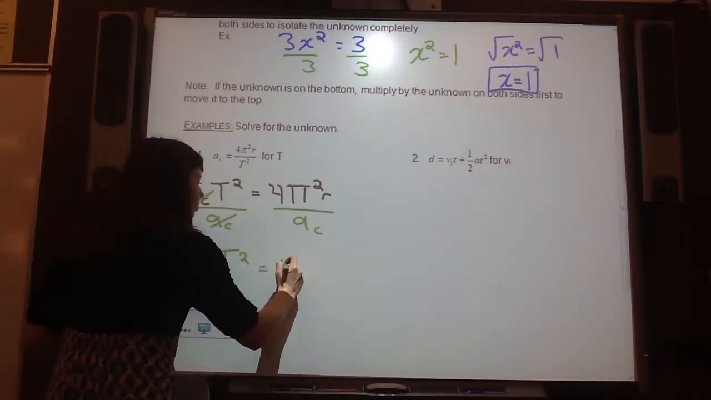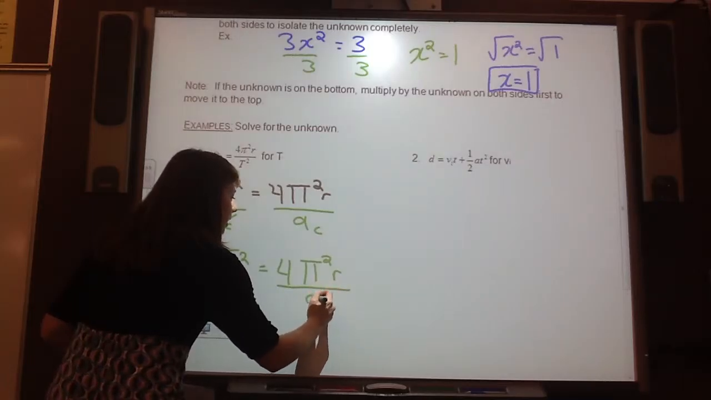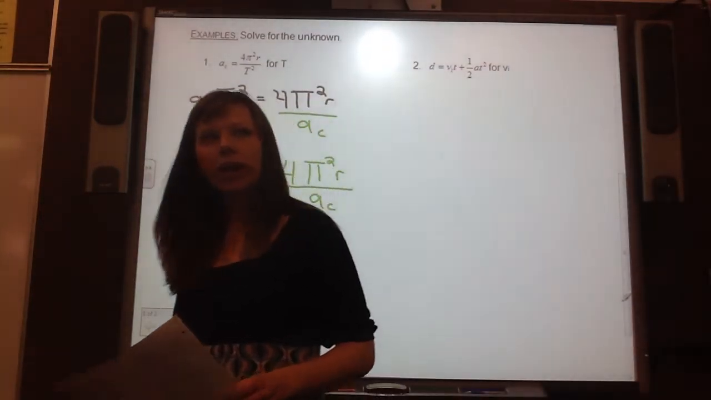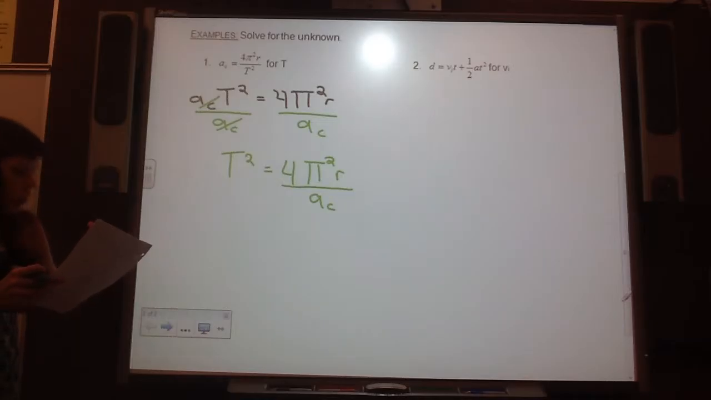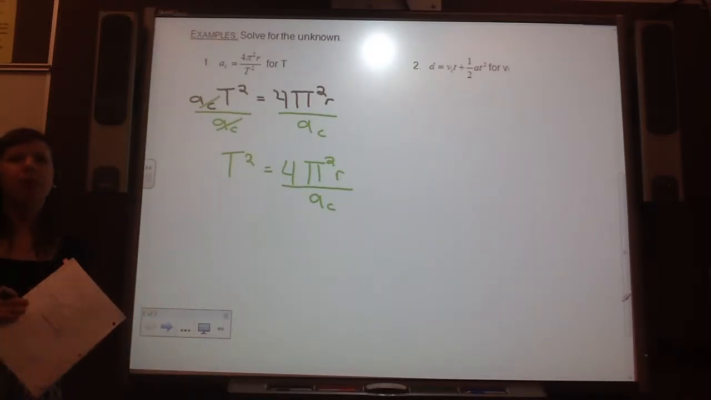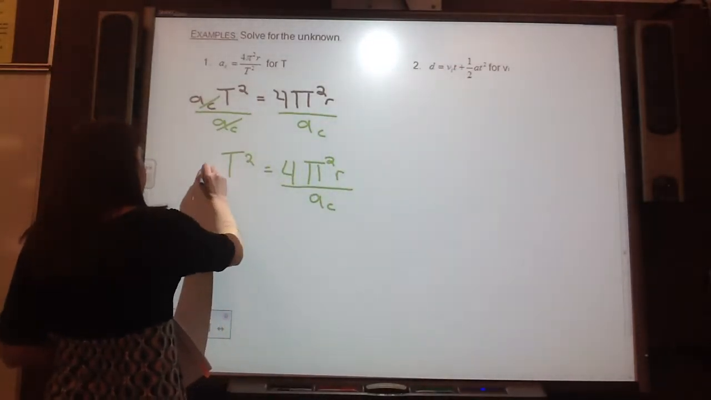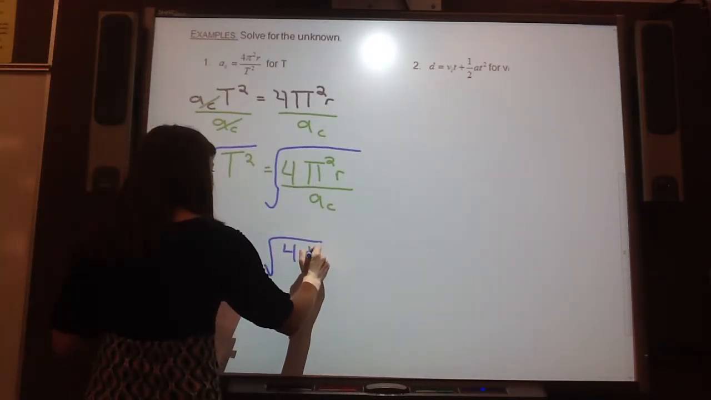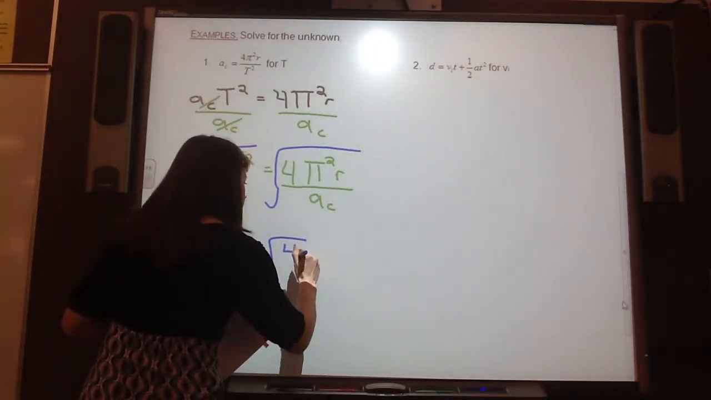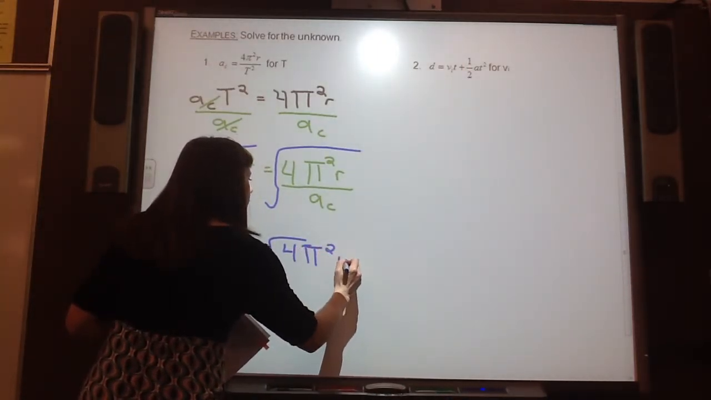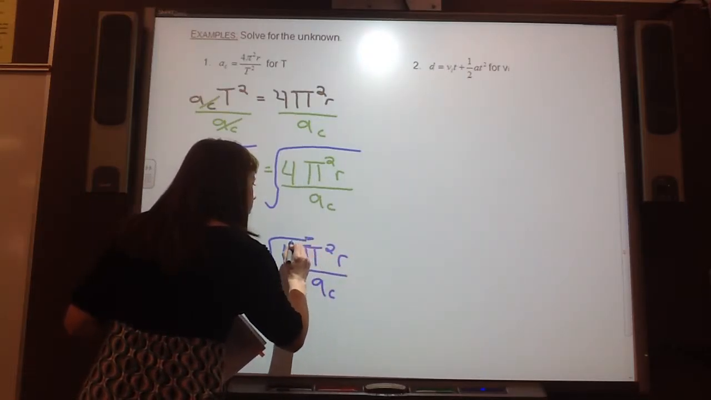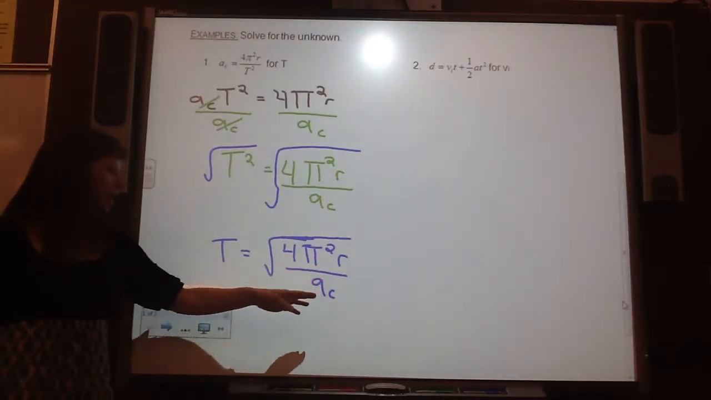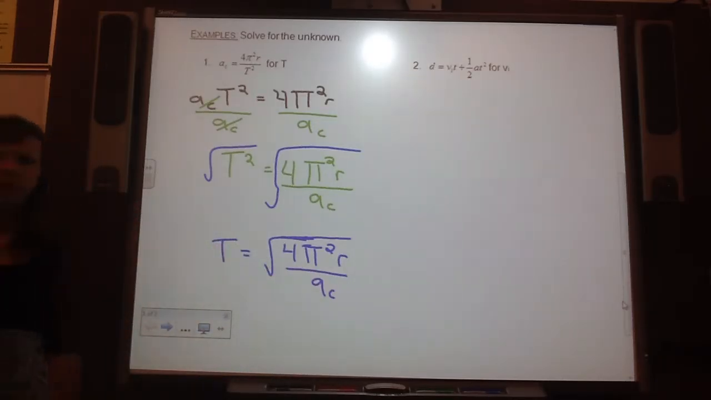T squared is equal to 4 pi squared R over AC. As you continue working on it, you will be able to make shortcuts, but we can just rewrite the whole thing. So now how do I want to solve for T? What's my last step? Square root it, yeah. So square root each side. So now I'm left with T is equal to the square root of 4 pi squared R over AC. Okay, so I would take my information about my radius and my centripetal acceleration, put it into that formula, and find period.